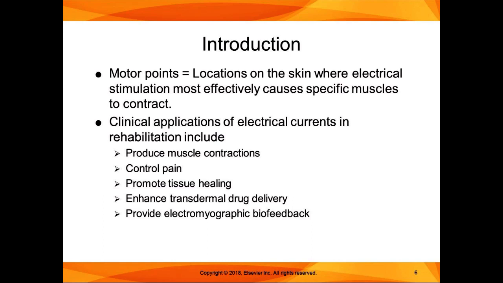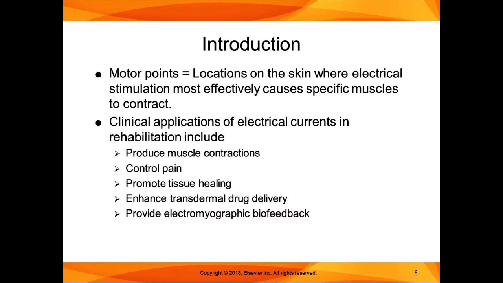So motor points are locations on the skin where the electrical stimulation most effectively causes specific muscles to contract. So if you are looking for a muscle contraction, you're doing electrical stim for muscle strengthening, you want to be on a motor point. If you don't want a motor contraction, you're doing it for some other reason, then you want to be off a motor point.